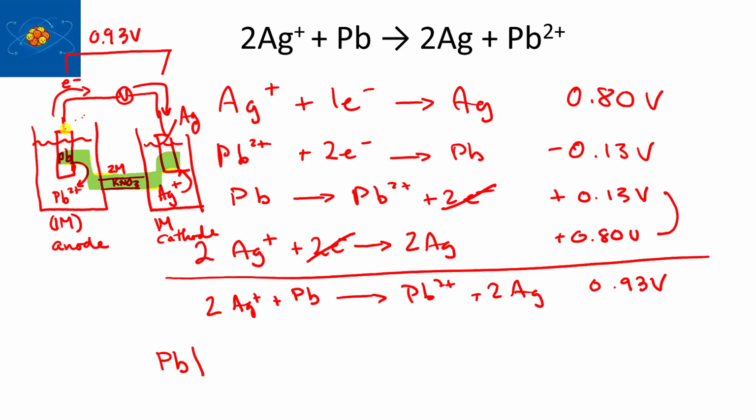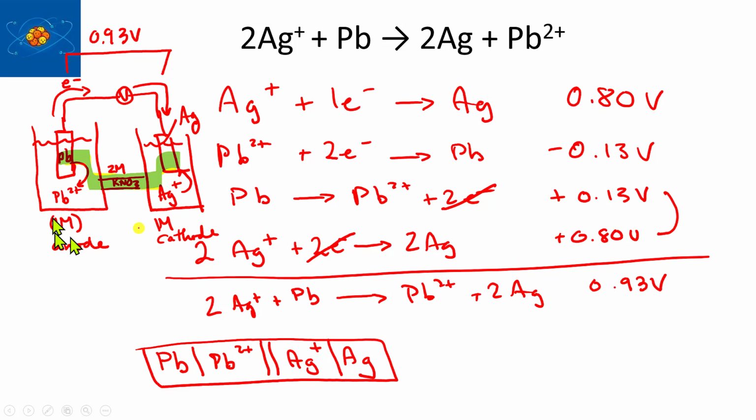So to write the cell notation, we're going to go lead goes to lead 2 plus. And if you wanted to say 1 molar, you would put parentheses in here and put 1 molar. And then we're going to go to the salt bridge, and so there's an interface here. An interface is when you change phases. And then there's another interface, and that's why the salt bridge looks like 2 lines, because you're going through this interface and this interface. And then you're into the solution, so it's Ag plus, and then Ag electrode, like this. So this would be the cell notation for that particular electrochemical cell.